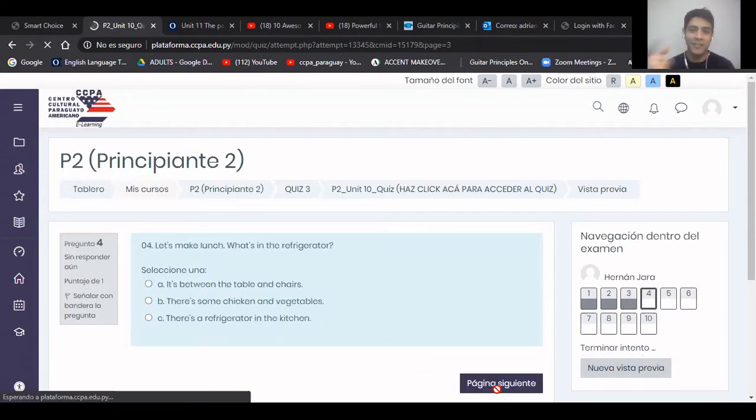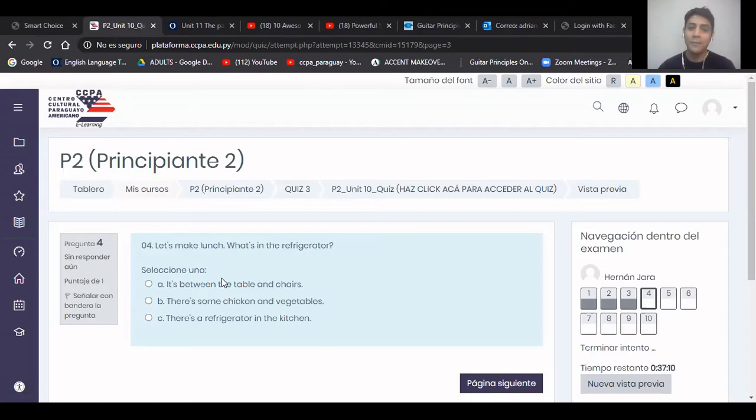Good. Let's continue. Let's do one more. Let's make lunch. What's in the refrigerator? So we have option A, "Between the table and chairs." What do you mean? We're asking for food. We're not asking where the food is, right? So option A has nothing to do with the question.